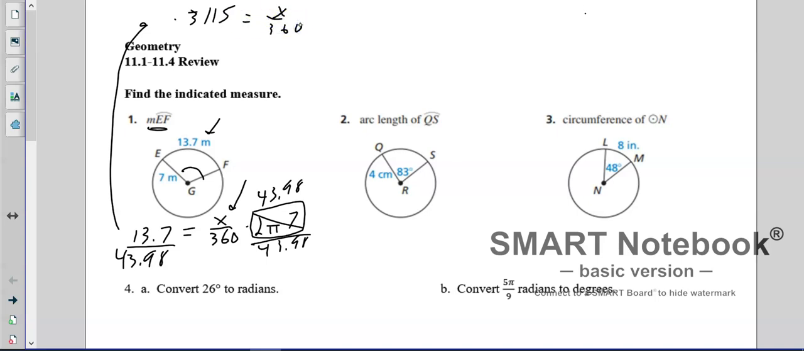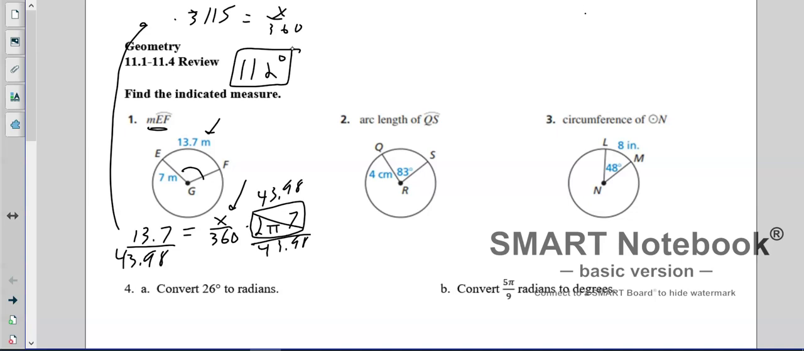So to get x by itself, I just need to multiply both sides by 360. When I do that, I get 112.14, so approximately 112 degrees, just rounded. Now again, it's going to be slightly off based on whether you use pi or 3.14 or where you round, but you end up with around 112 degrees. There'll be some leeway in grading when you take the quiz. Don't worry about it. Okay?